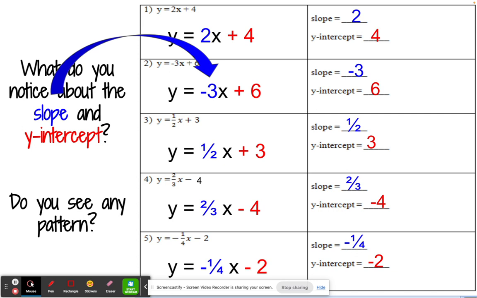What did you notice? Well, hopefully you notice that your slope is that number that's attached to your x. And I think you knew that before. In direct variation, that was k. In other linear equations, where it's not direct variation, we're going to call that m. And then my y-intercept is that plus number we did at the end.